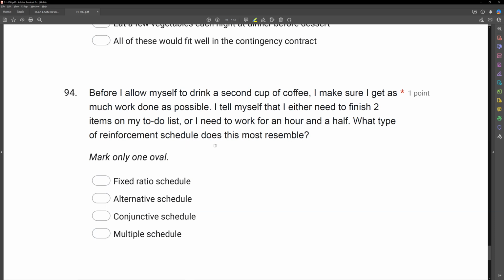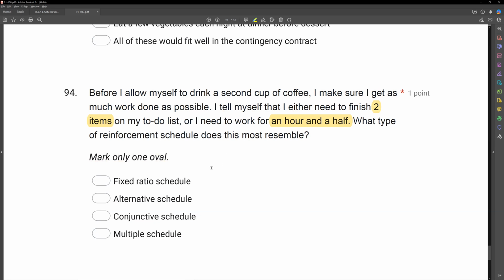Okay, we know it's a reinforcement schedule. Well, how do we know it's a compound schedule? That's what you need to ask yourself. Well, we have 2 types of basic schedules, right? We have a fixed ratio, right? The 2 items is the fixed ratio schedule. And then we have the fixed interval, right? An hour and a half. So when we have a reinforcement schedule composed of 2 or more basic schedules, it's going to be a compound schedule. So we can immediately eliminate A, okay?